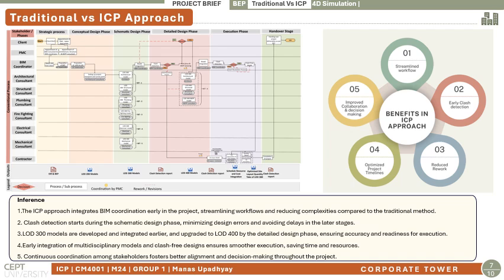Then the execution will start where the site layout model will be prepared by the site contractor, who will take the quantity take off and go for the 4D simulation and 5D simulation. In 4D simulation we can visualize all the models in sequence, and the delays we have identified we have worked on in Navisworks, and in 5D we can compare the cost as per the schedule. And these are the benefits we identify for our ICP approach: streamlined workflow, early clash detection, reduced rework, improved collaboration and decision making. The ICP approach integrates BIM coordination early in the project. LOD 300 models are developed and integrated earlier and upgraded to LOD 400 by the detailed design phase.